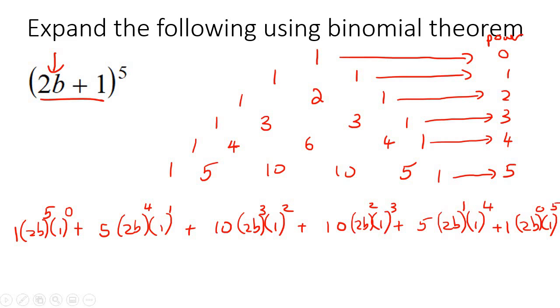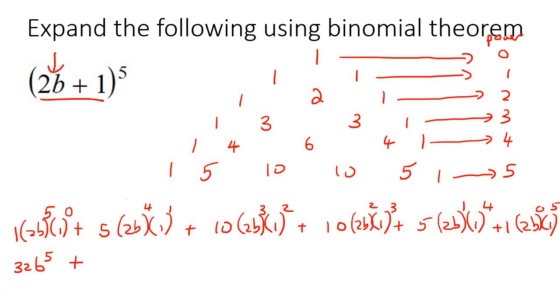Okay, now we just go neaten up and do what we can. So now you've got to be careful. This is 2b to the power of 5. So you've got to say 2 to the power of 5, which is 32. And then b to the power of 5, which is b to the 5. And then this part just falls away because it's just a 1. Okay, and then we're going to go plus.